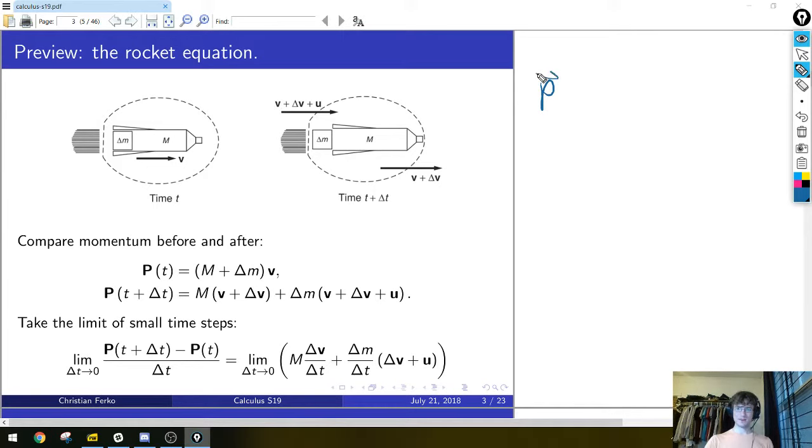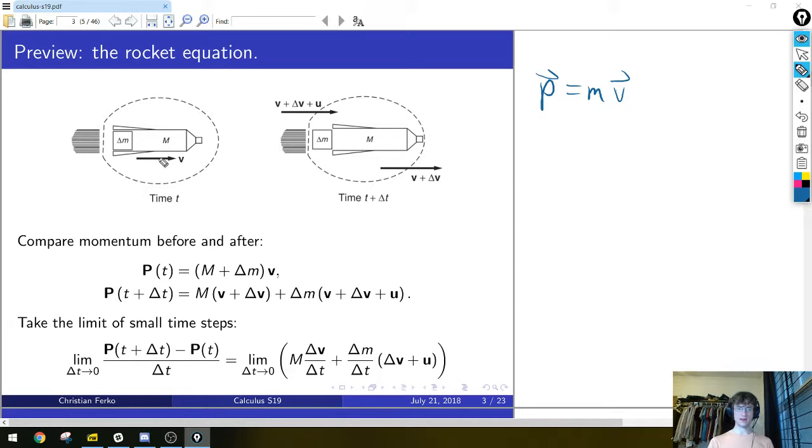So one uses the definition. I'll use an arrow over a letter to indicate a vector. So for a point mass, the momentum of the point mass is the point mass's mass times its velocity, basic physics. So if you start at a time t with a rocket and its detritus, which is the word we use for the exhaust that it spits out, the rocket and its detritus are both moving with velocity v.